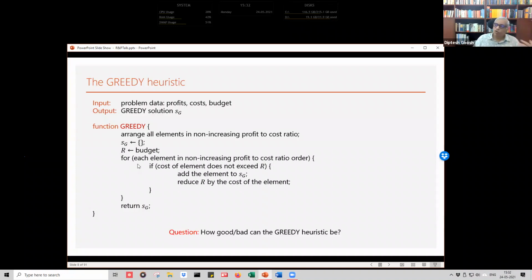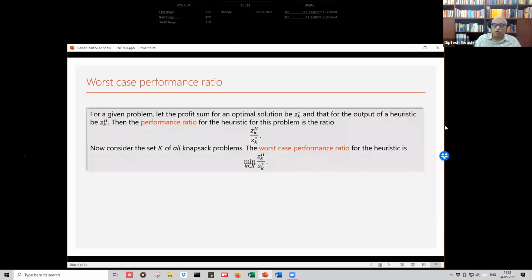Now, obviously, the question is how good or bad this kind of heuristic could be. Before we know that, we need to find a way to figure out how good or bad a heuristic is. If you have an exact algorithm that gives the optimal solution, I know the solution I get is optimal, and how good or bad that algorithm is depends on how much time it takes. In a heuristic, I'm not even sure that the solution I'm getting is optimal. So one way of figuring out how good or bad a heuristic is to talk about something called the performance ratio of the heuristic.